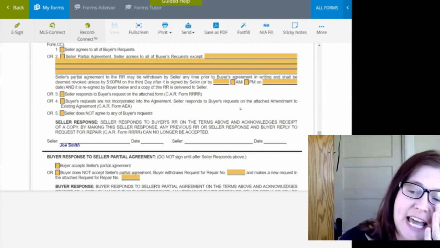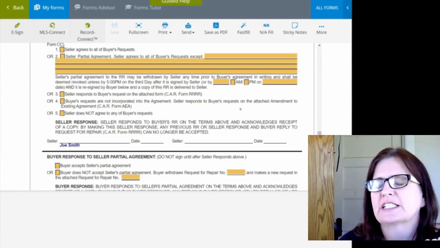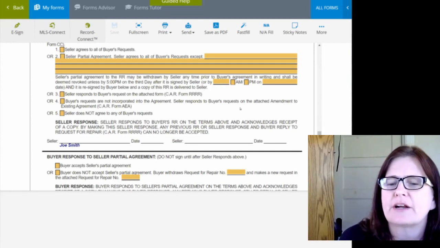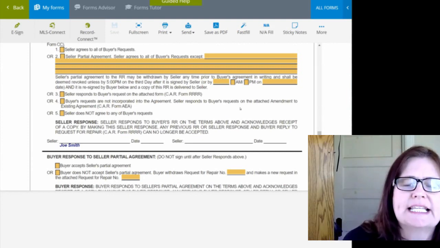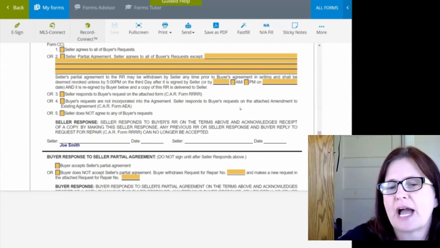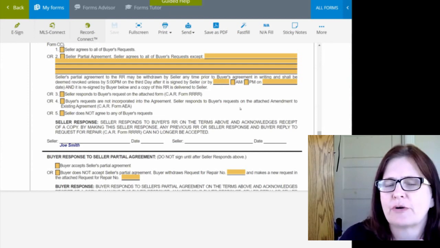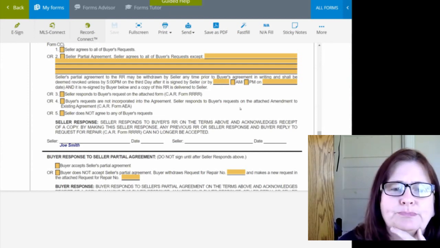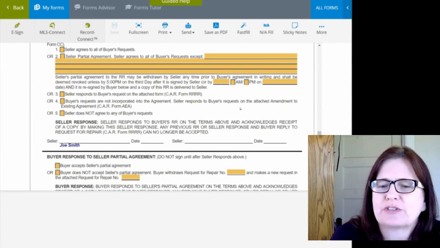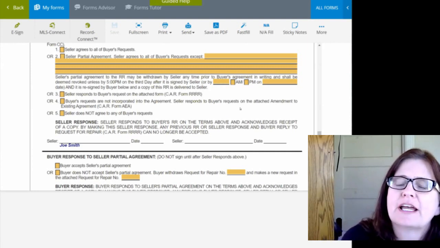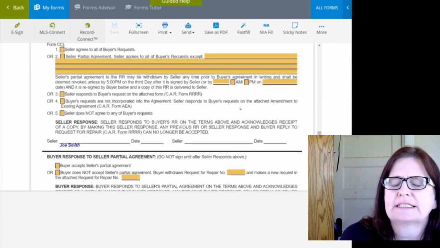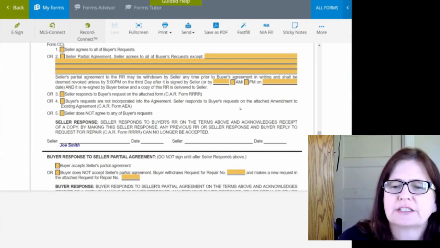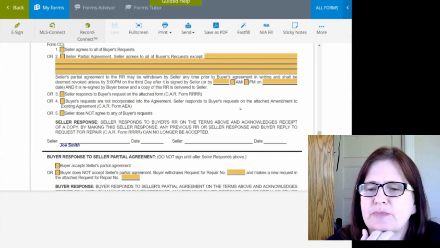So the seller had said, I'll fix 1, 2, and 3, but I'm not going to fix 4. So we send that back to the buyer, and then the buyer has the option of accepting or rejecting it. If they reject it, they're going to send another request for repair, and the negotiation continues. If the buyer says, okay, we're happy with that, we're going to get 1, 2, and 3 fixed, so we accept that, then at that point the buyer's inspection contingency is removed.